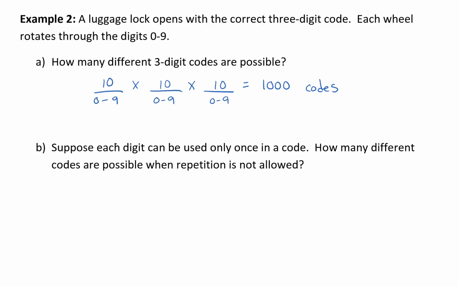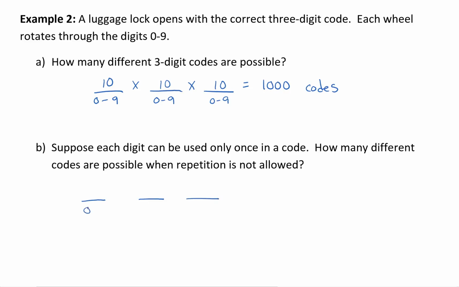Okay. Now let's take a look at B. They're giving us some different constraints for the code. It says suppose each digit can only be used once. How many different codes are possible when repetition is not allowed? So it's really key to read the questions carefully, because they're going to give you different rules for how we figure out these problems. So it's still a 0 to 9 for the 10 different digits we can use, right?